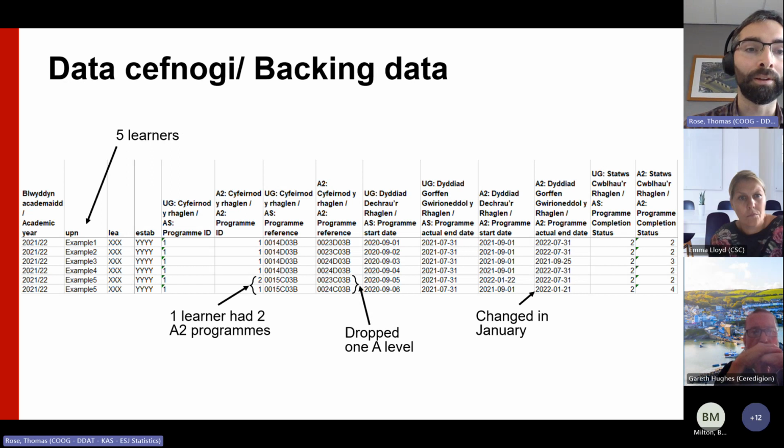This is an example of the backing data for general education program measures. Again, a made up example. So what you can see is that we have 5 learners here, but one of the learners had 2 A-level programs. And what happened was that they transferred in January and they essentially dropped 1 A-level from their A-level program.